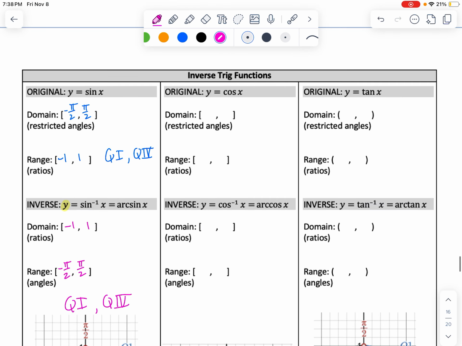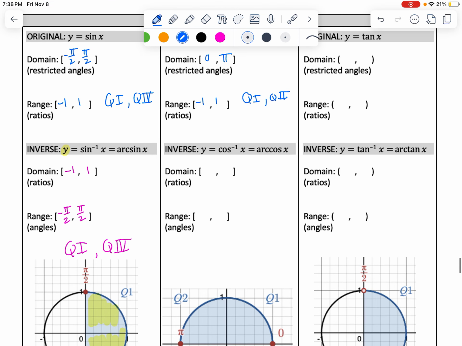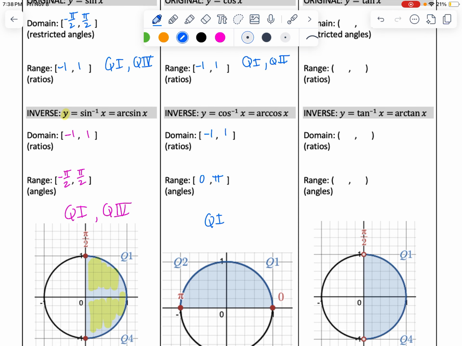Right, and then my original cosine function, we're coming from 0 to pi for my domain. My range is from negative 1 to 1. The domain for this one is in quadrant 1 and in quadrant 2. And then the inverse just again switches, so our domain is negative 1 to 1. My range is 0 to pi. And again, it looks like we are evaluating my y values of my inverse function in quadrants 1 and 2.